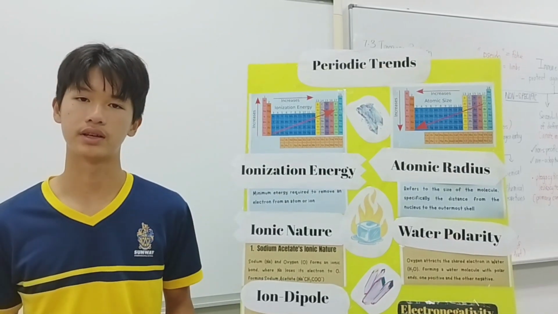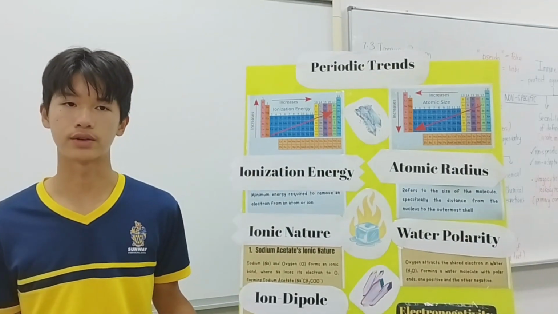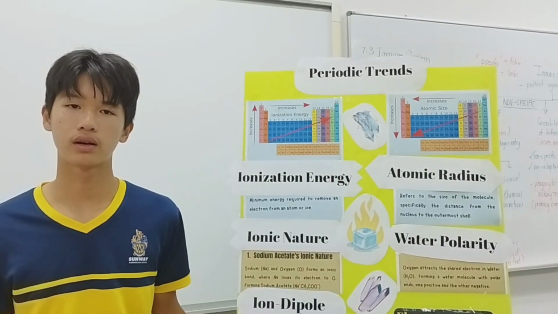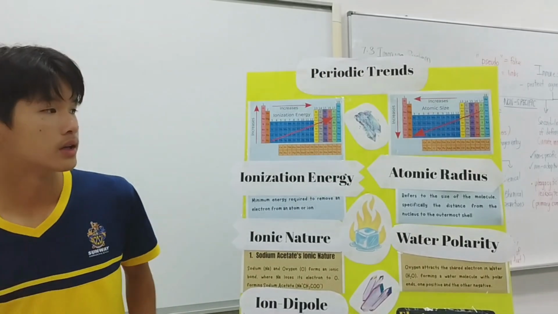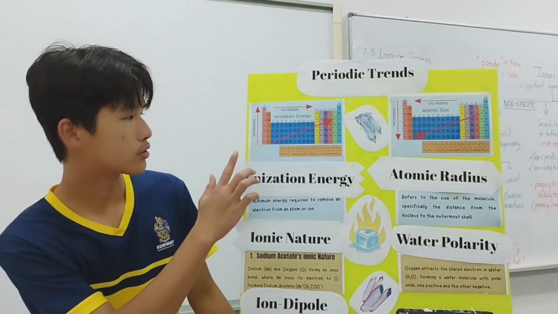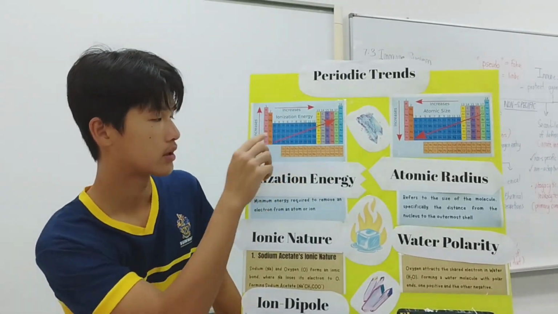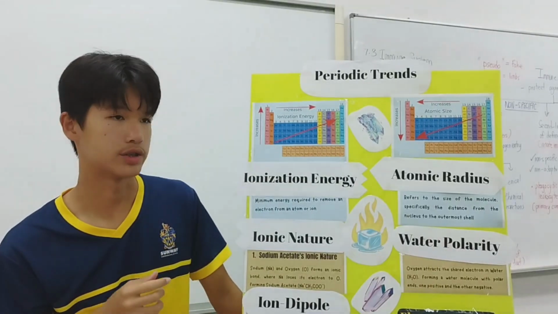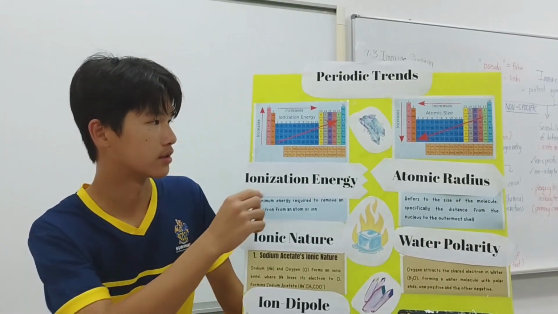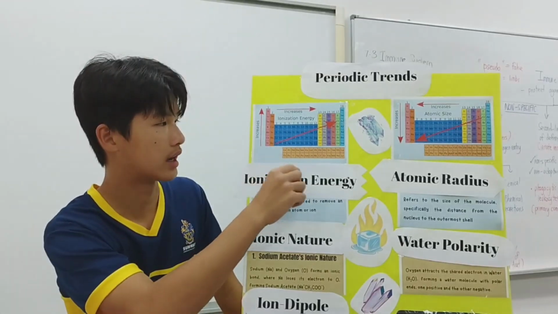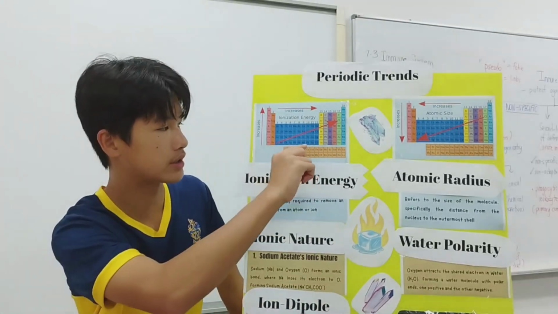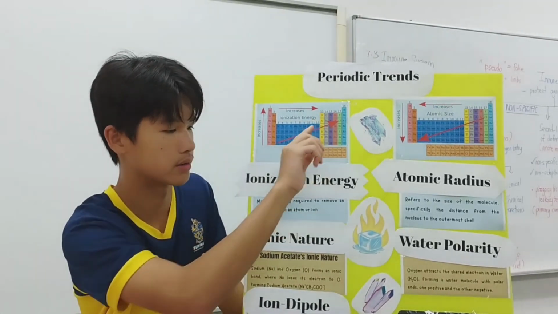Periodic trends. Ionization energy is the minimum amount of energy required to remove an electron from an atom. As you go up a group and across the periods, the ionization energy increases. So you could say that the ionization energy increases in a linear path in this direction.